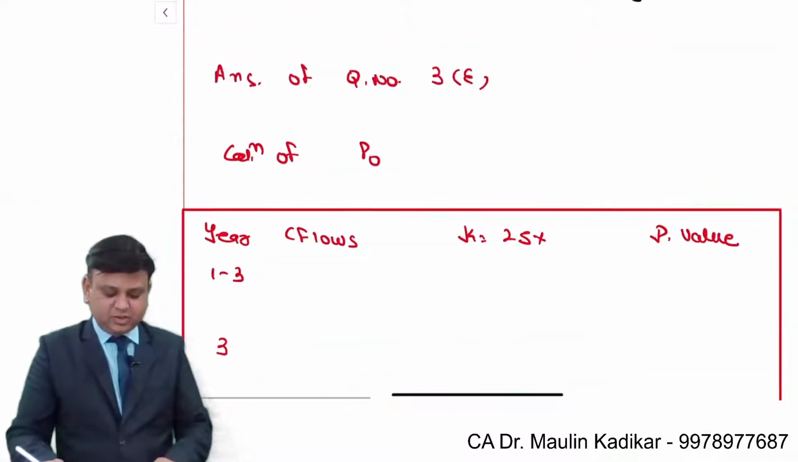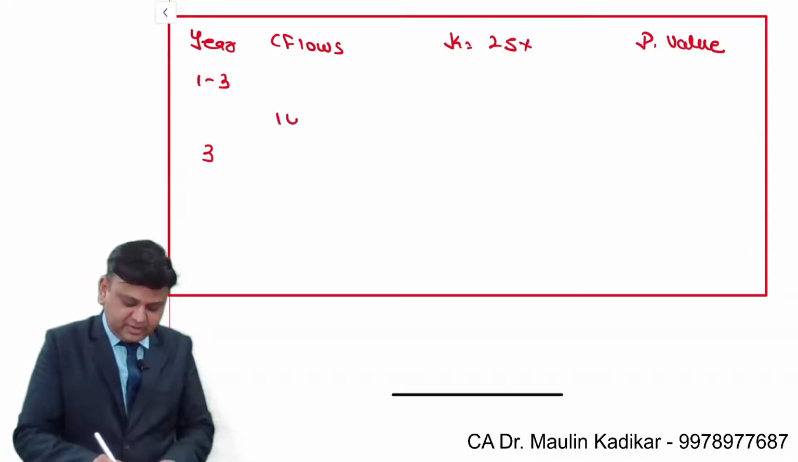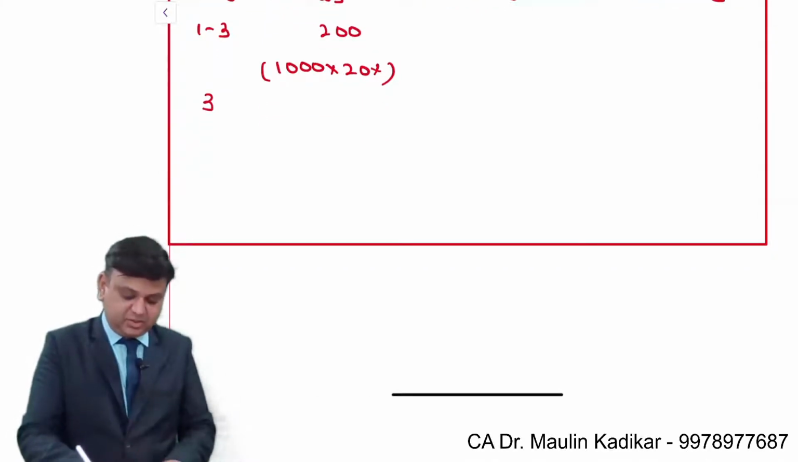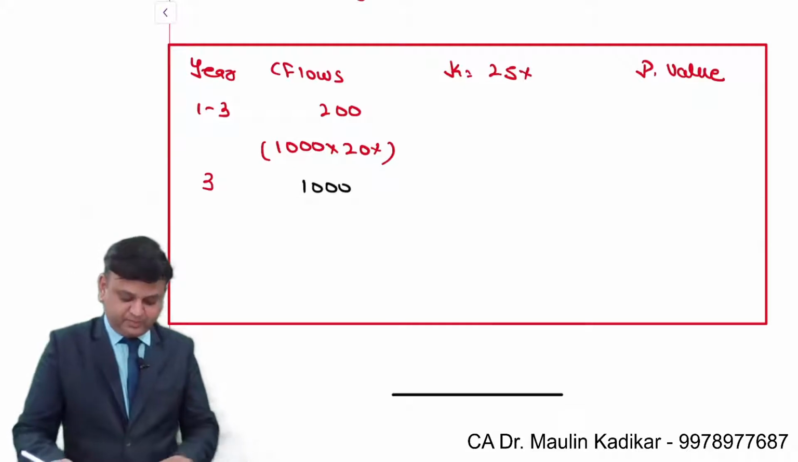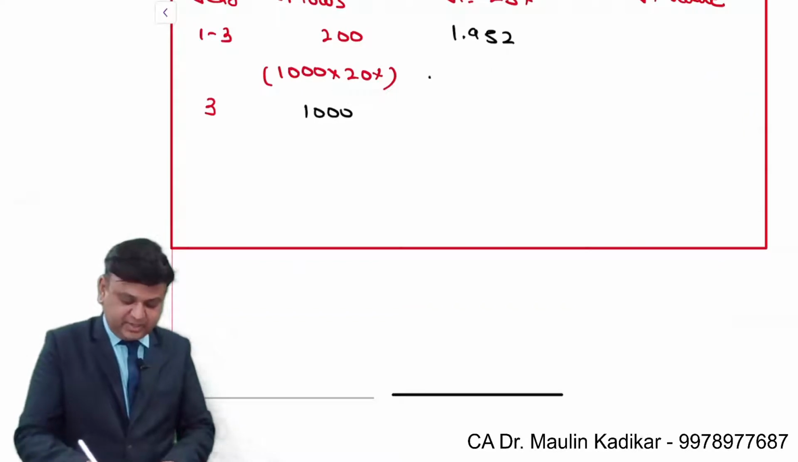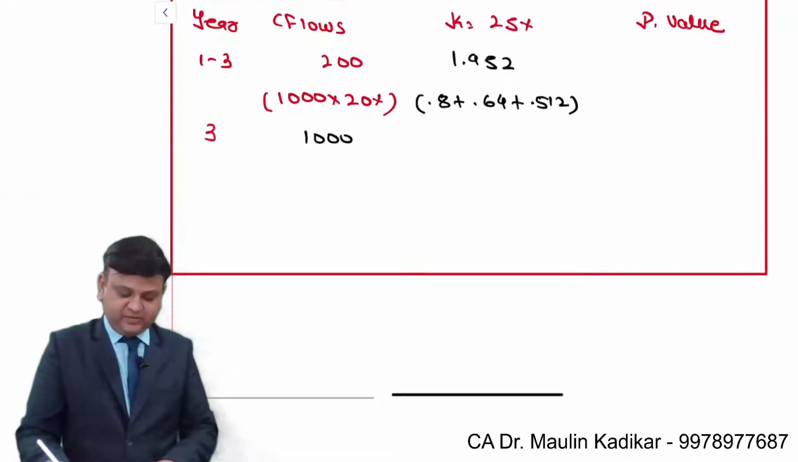Please write an answer. Calculation of P0: year 1 to year 3 will have 1000 rupees into 20%, interest income of 200. At the end of the third year, you'll get the redemption value, which is rupees 1000. These cash flows will be discounted at 25%. So the factor summation for years 1, 2, 3 is 1.952, that is 0.8 plus 0.64 plus 0.512. The last year factor is 0.512.